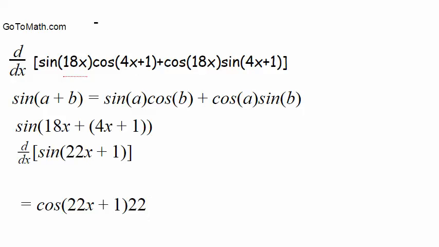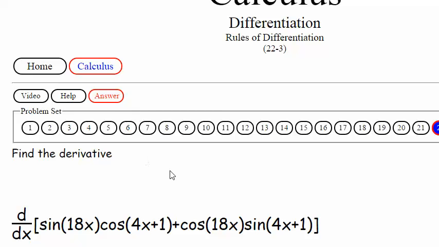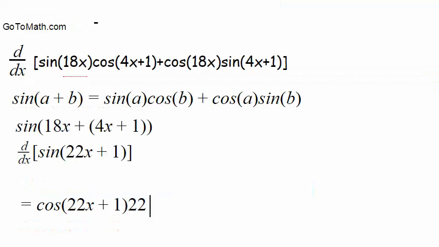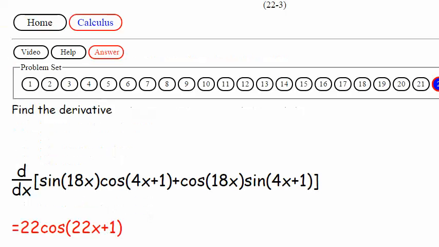All right, let's move back to the web page. Looks like I already clicked it. 22 cosine of 22x plus 1. Isn't that what I had? Yeah, 22 cosine 22x plus 1.